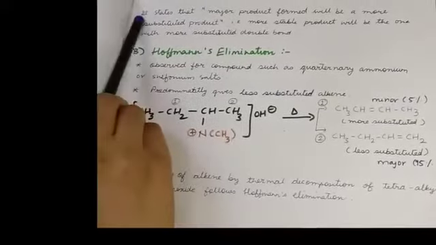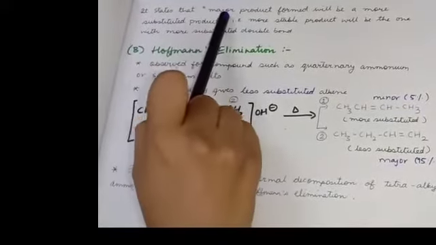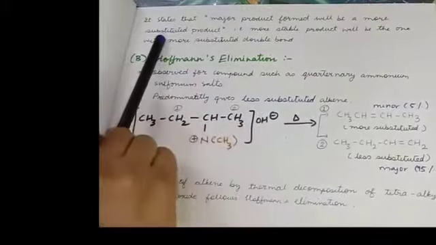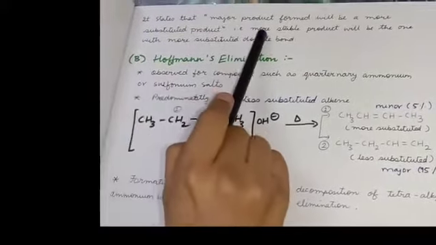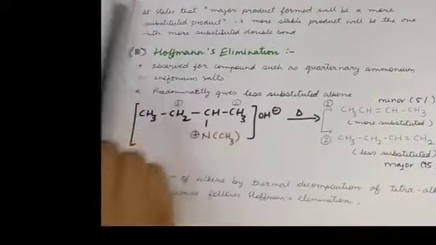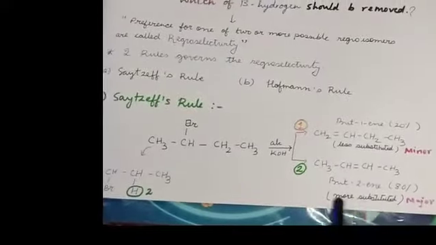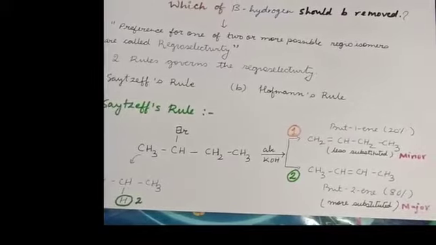Okay, so Saytzeff states that the major product formed will be the more substituted product. The more stable product will be the one with the more substituted double bond, and that's why we have the more substituted product as the major product.